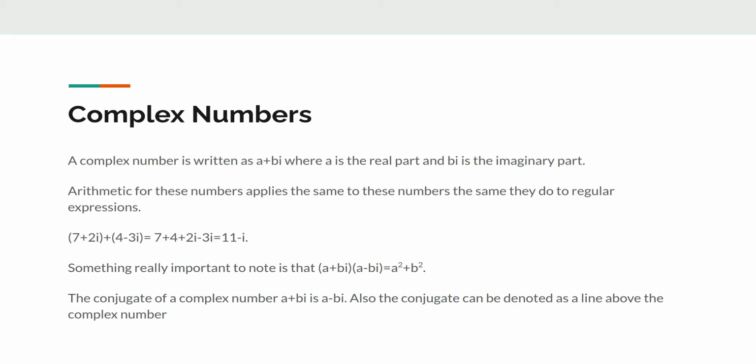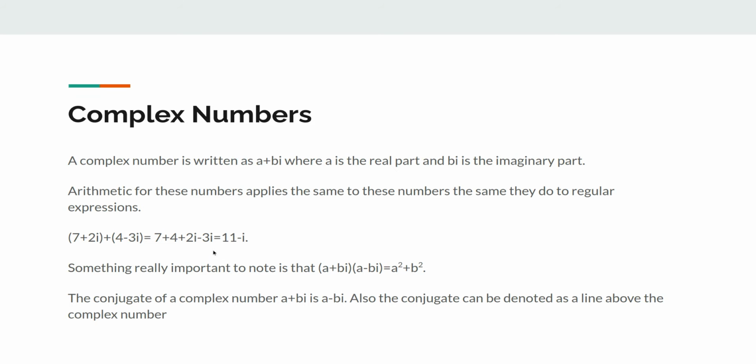Okay, complex numbers. So a complex number is written as a plus bi, where a is the real part and bi is the imaginary part. Arithmetic applies to these numbers the same as it does to regular expressions. So what I mean is if you want to find 1 plus x plus 2 plus 2x, you would do 1 plus 2 plus x plus 2x, which would be 3 plus 3x. So 7 plus 2i plus 4 minus 3i will be 7 plus 4 plus 2i minus 3i, which is 11 minus i.